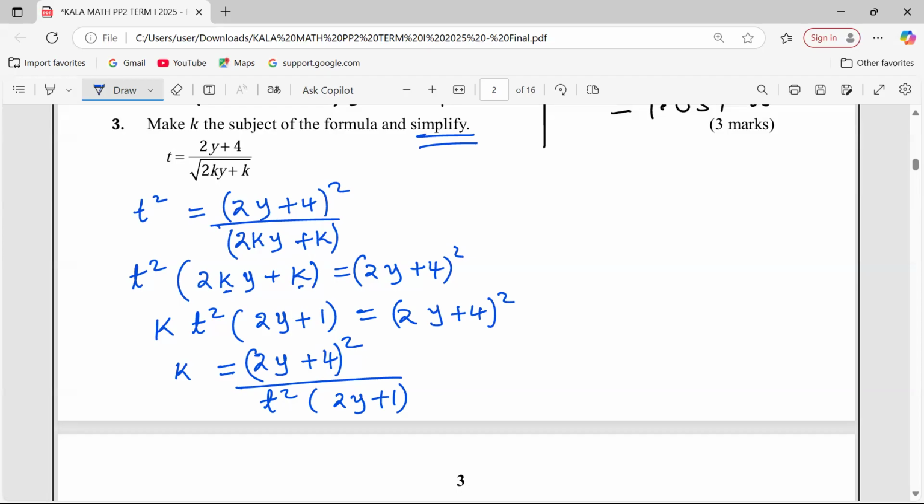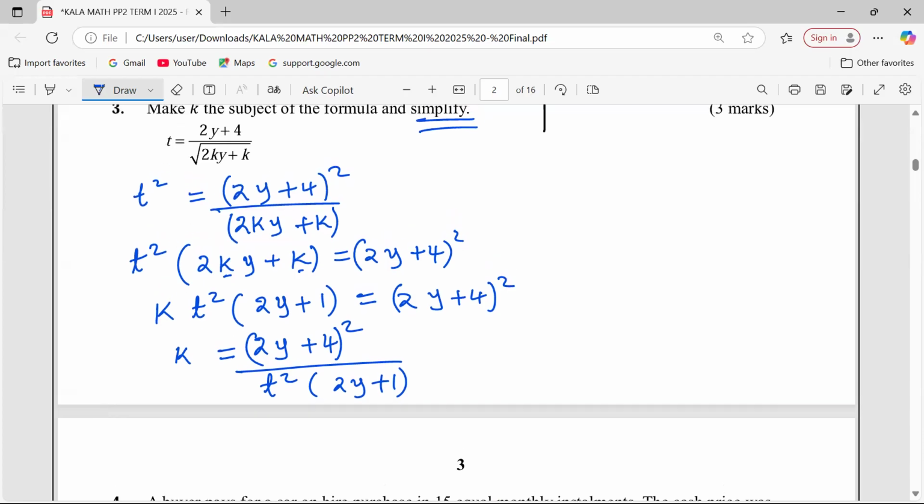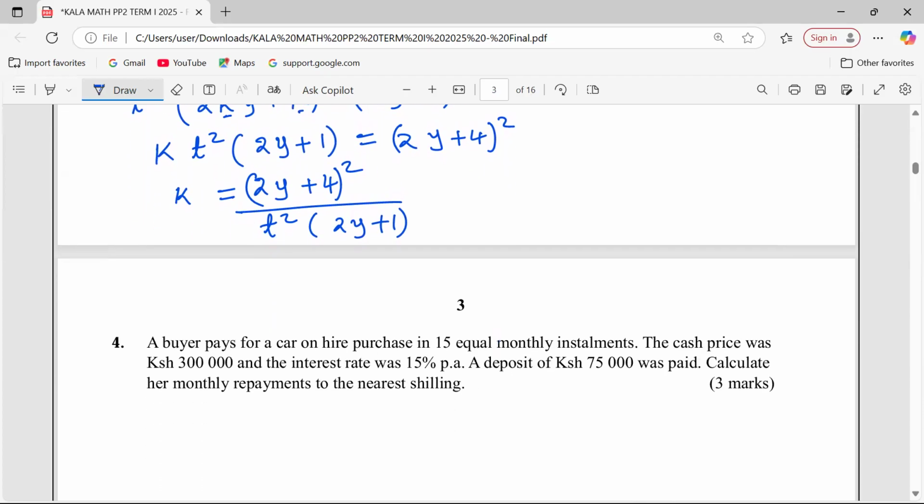Rather, you should simplify the numerator. In case you open the brackets by multiplying everything by t squared, you will be becoming wrong because you will not be simplifying. You'll be expanding, the opposite of the demand according to the question. So it's good you read questions carefully. Very good for you to read questions carefully.